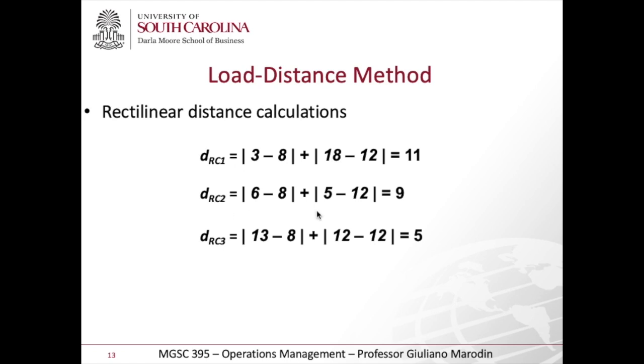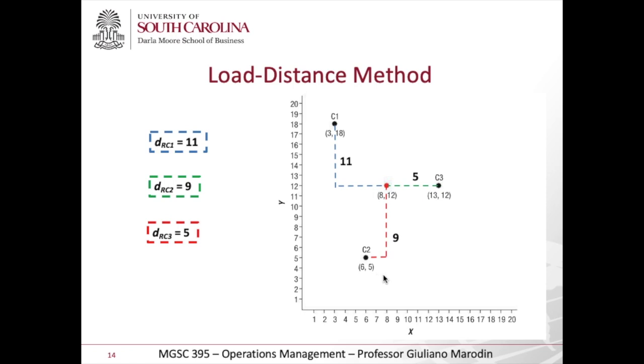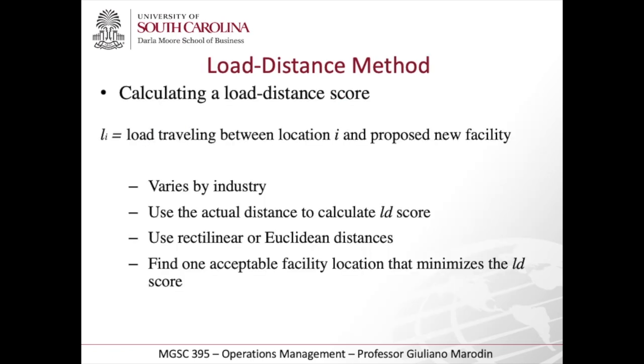So I know that that red dot to C1 is 11. That red dot to C2 is 9. That red dot to C3 is 5. Okay? And that's what I kind of explain in this one, right? So we have 9 here, we have 5 here, and we have 11 here, right? Again, using rectilinear distance. Then I can use that to calculate my load distance.